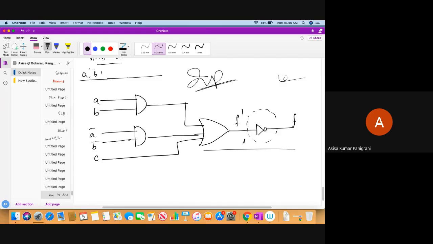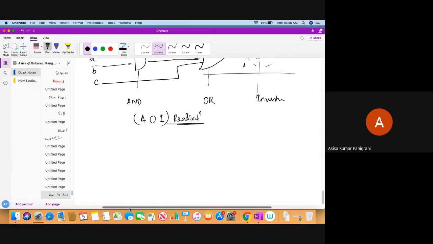So this type of realization, students, is called this. Here in level 1, what is that? AND gate. Here in level 2, what is that? OR gate. In level 3, what is that? Inverter. This is called another type of Boolean representation called AOI realization. Very important. In some of the questions, they will ask to realize the given function in AOI realization. So you have to do AOI realization. Am I correct, students? So do you all understand how to find AOI realization?